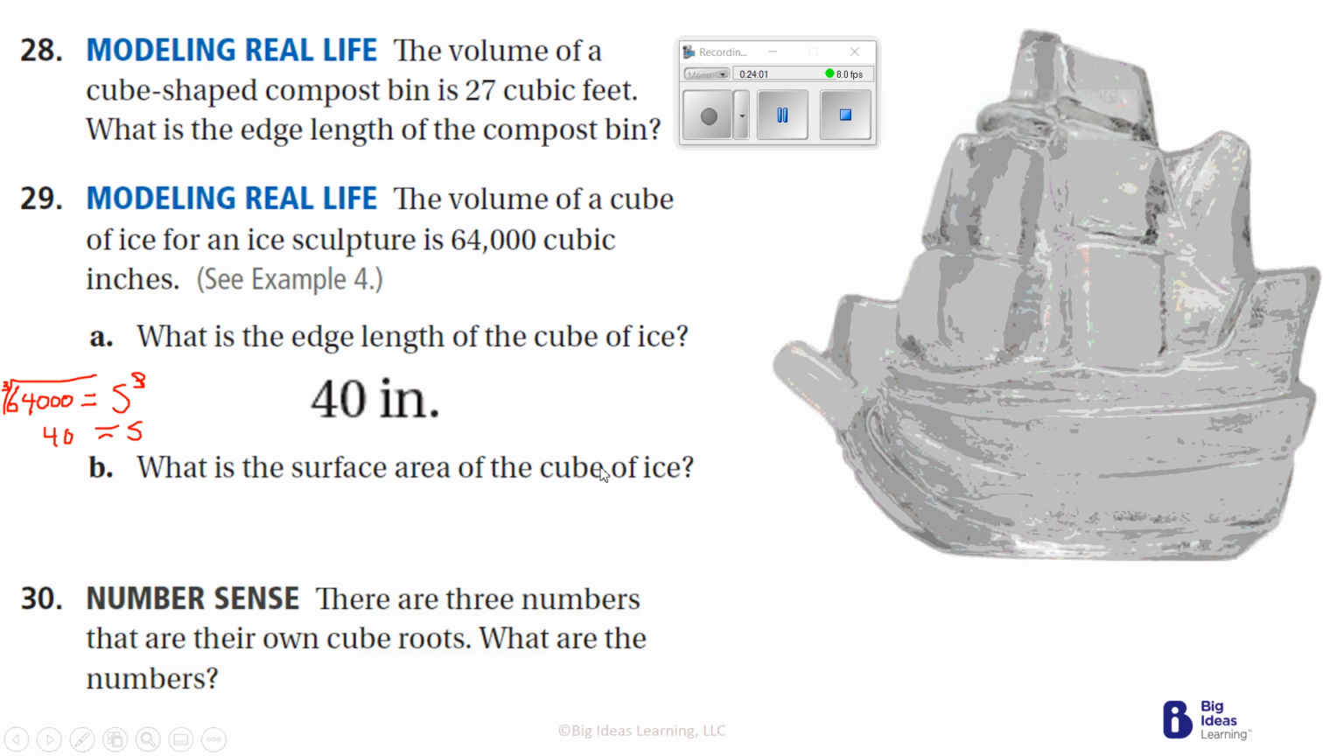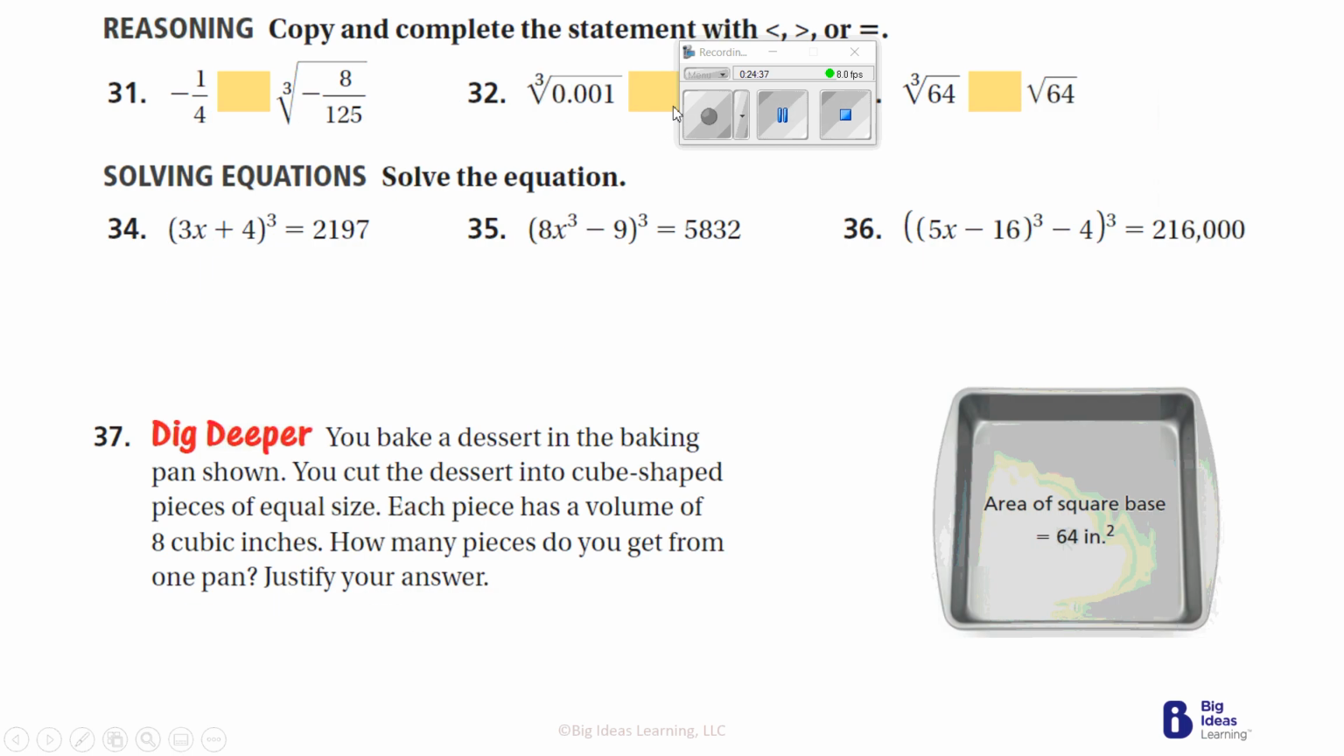What is the surface area of the cube? All right. If we know each side is 40 inches, then we can take 40 times 40, that's 1,600, and then multiply it by 6 sides. And that's going to give me 9,600 square inches of surface area. So let's see how that turns out. 9,600 inches squared. 30 is for you to do. Let me go ahead and get to 31.